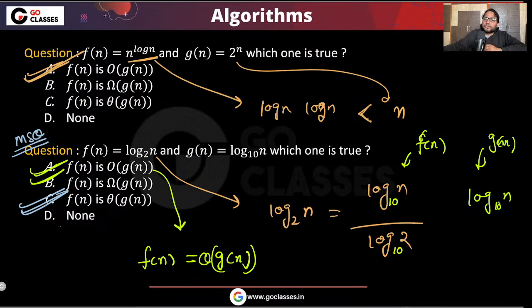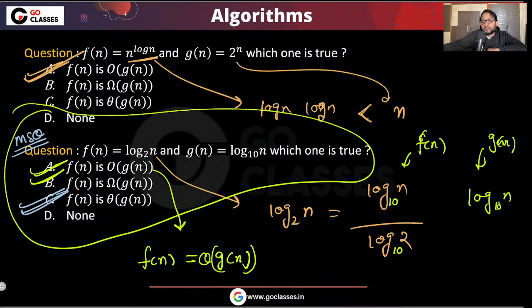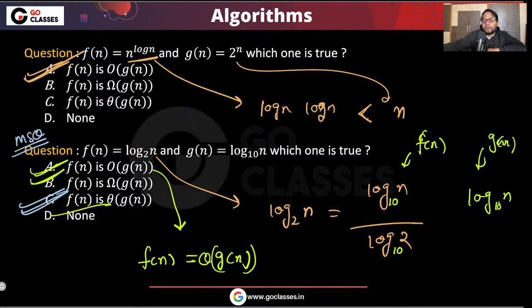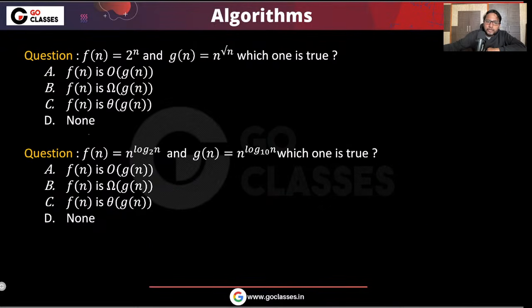It cannot be MCQ. If this is MCQ, then this will be marks to all. Okay, this will be marks to all. This cannot be MCQ, obviously. Understood? So that's why A, B, C are the correct answers here. Now, can you solve this? Okay, can you solve this?